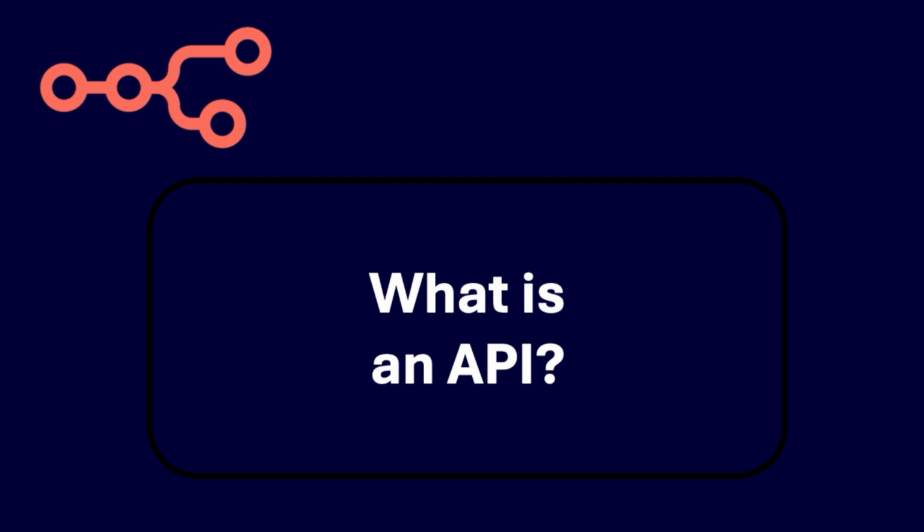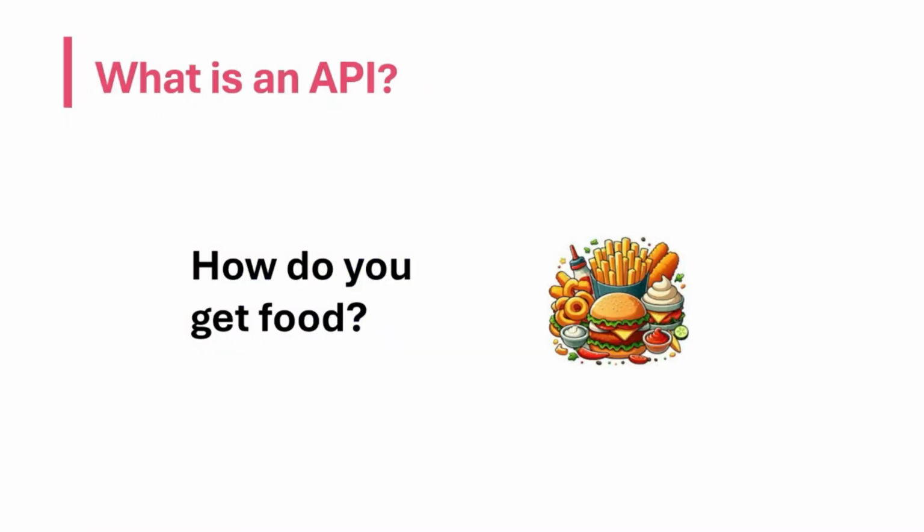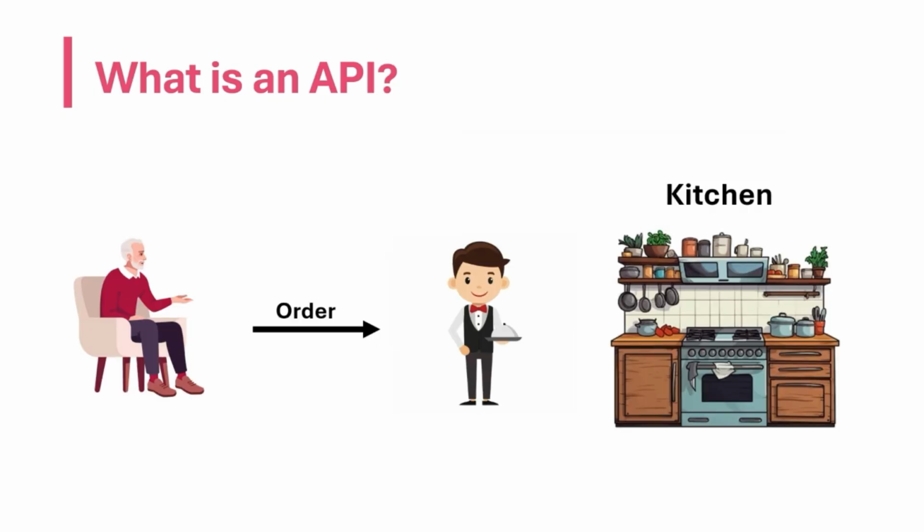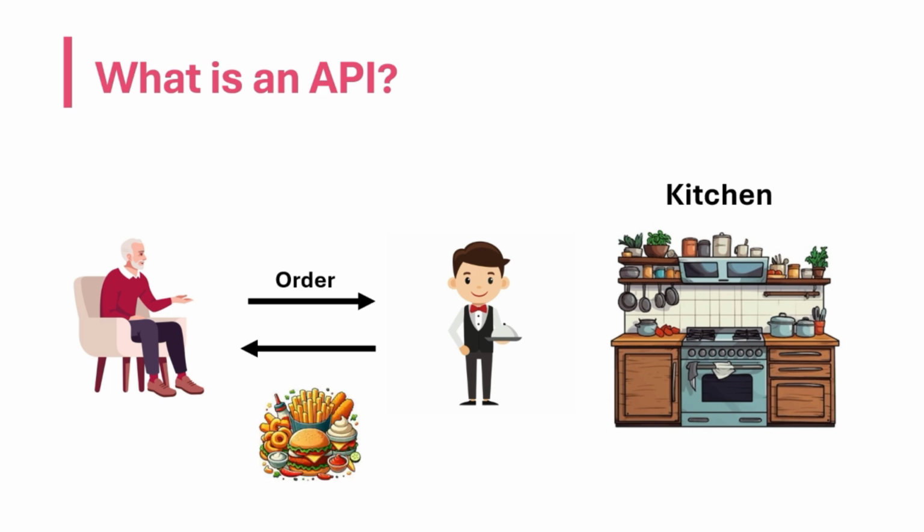So what is an API? Let's start with the term API, which stands for Application Programming Interface. In simple words, it's like a messenger that helps two different software systems communicate with each other. To make it easy to understand, let's take a restaurant example. So here, how do you get food? Whenever you go into the restaurant, you ask the waiter for the food. He will go into the kitchen by taking your order, and he will come back with the response that he will bring your ordered food or milk.